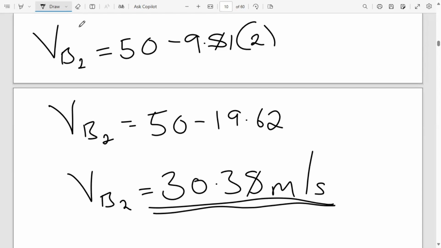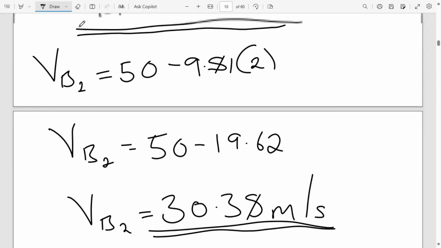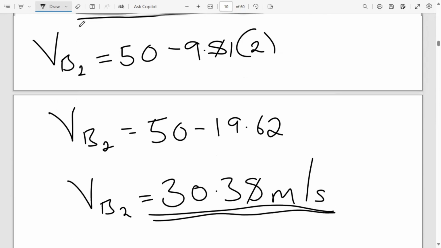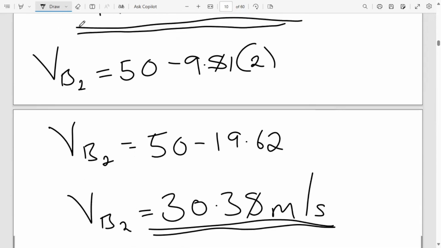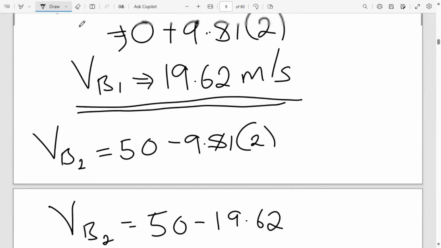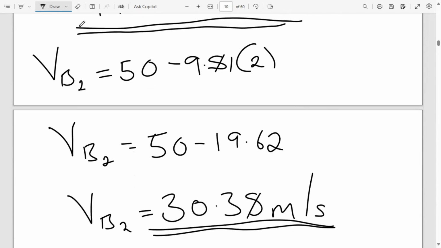Okay, so those are the velocities when these two bores met. Now it feels wrong, right? Anyone with a question? Is there anyone with a specific question?